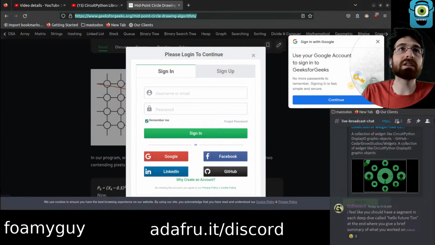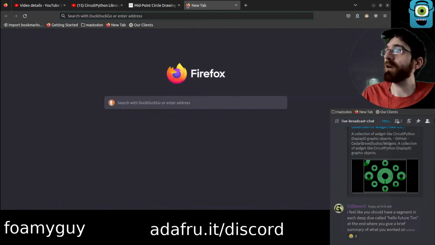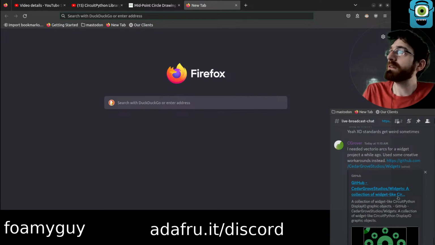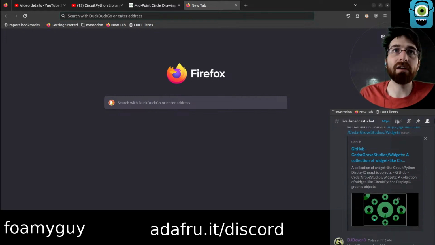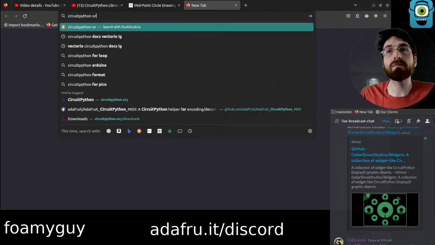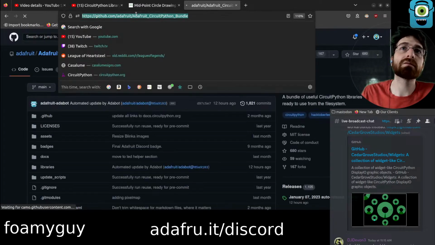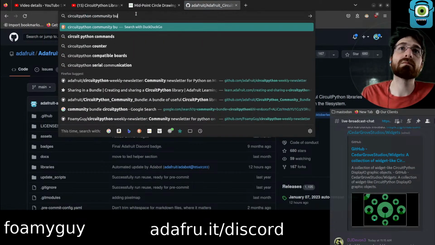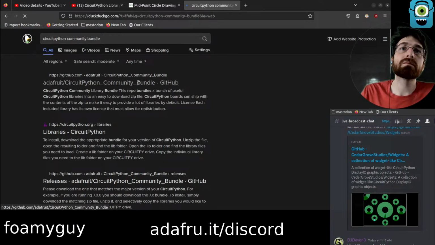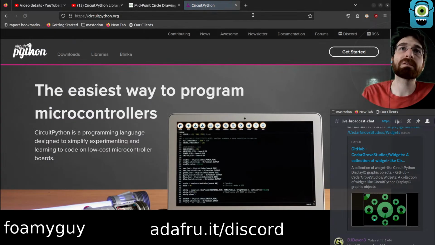It is worth looking at the gauge, though, right? Oh, that one too. I forgot about that one. I forget the name of that analog component, the little eyeball thing. Community bundle? Community bundle, I think. Was it CircuitPython.org bundle? Because it was a display IO thing.